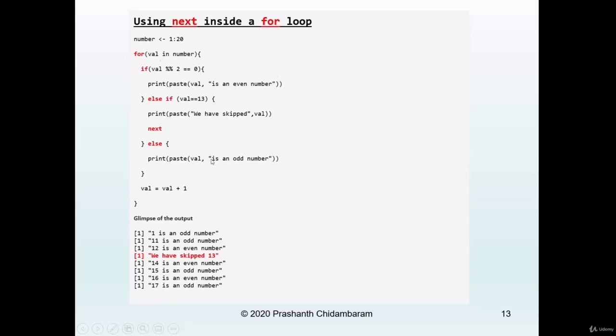It'll continue until it reaches 13, where this one now becomes true, the else if. And what will happen is, it'll print this statement. We have skipped 13 and then move to the next number. So it'll go to 14, and 14 by 2 equal to 0 is true. So that's going to give you 14 is an even number, and so on.